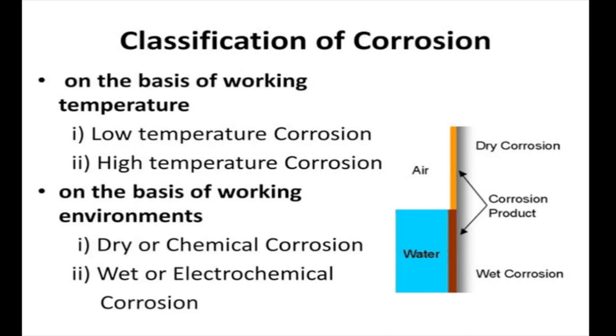On the basis of working temperature and working environment, the different types of corrosion are classified. On the basis of working temperature, we will classify them as low temperature corrosion and high temperature corrosion. And on the basis of working environment, we'll classify them as dry or chemical corrosion, and secondly, wet or electrochemical corrosion.